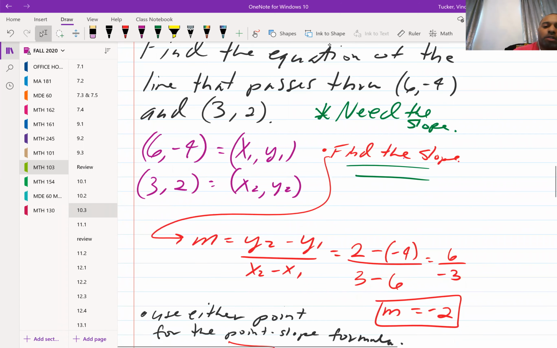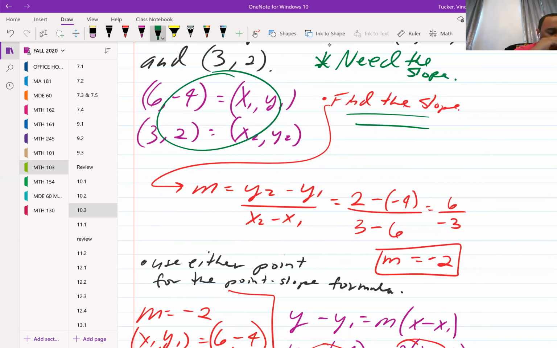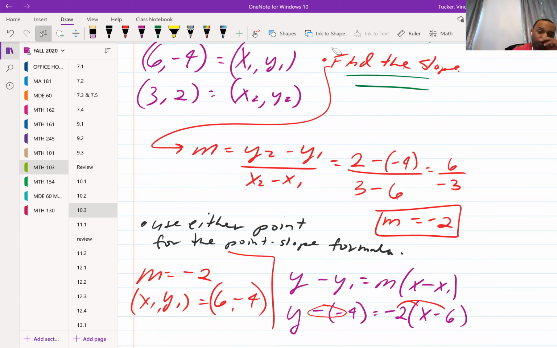All right. So from here, we can use either point. We had 2 points right here. We can use either point to find a line. I decided to go ahead and use the one I've already labeled X1, Y1. So we go back to that point slope formula, y minus y1 equals m times x minus x1. And that'll be y minus negative 4 equals negative 2 times x minus 6.